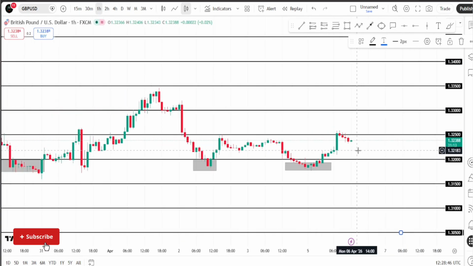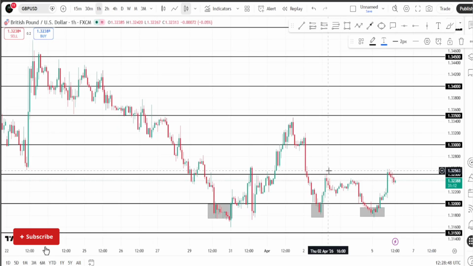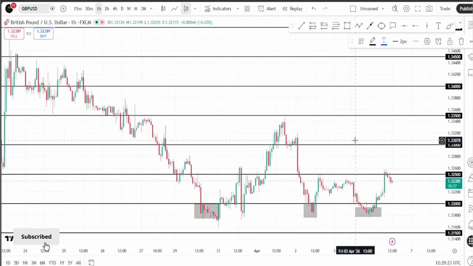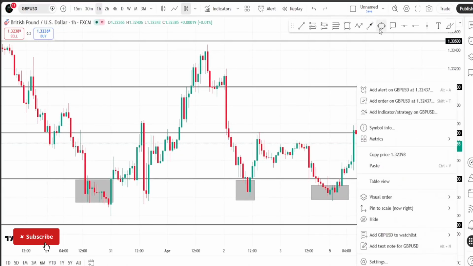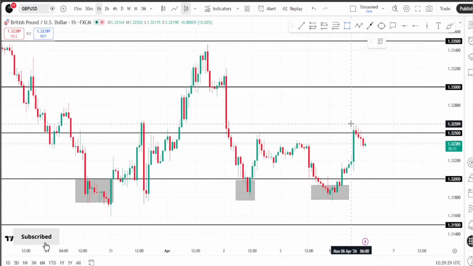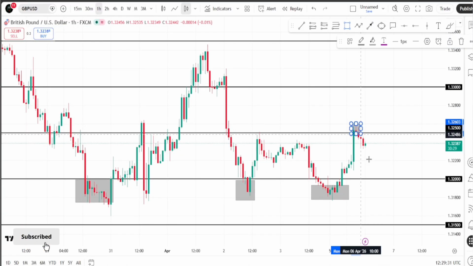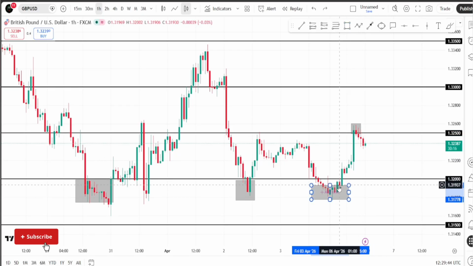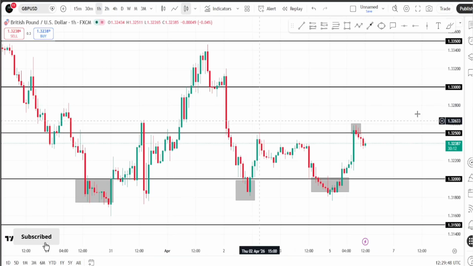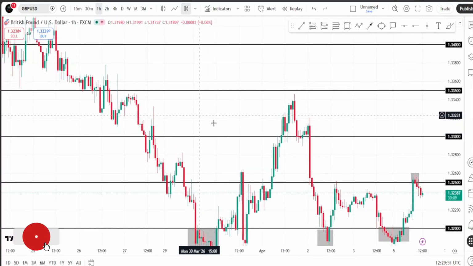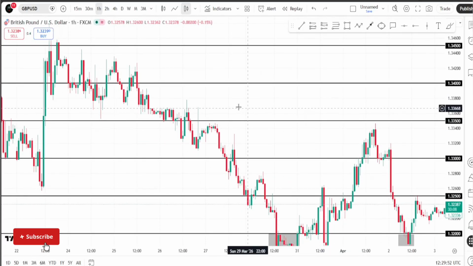Now let's see how price is behaving in between the levels. You can see we have this level here, 1.32500. Price respected it, still dropping. We have this area as well, 1.3200. Price respected, pushed up. So when you scale to the bigger picture, you can see price moving perfectly.